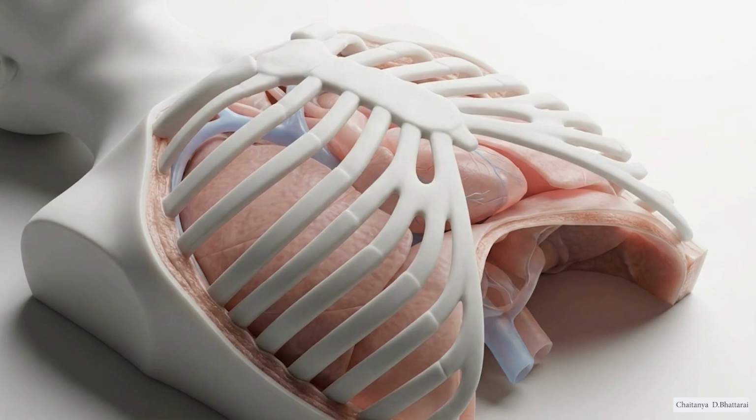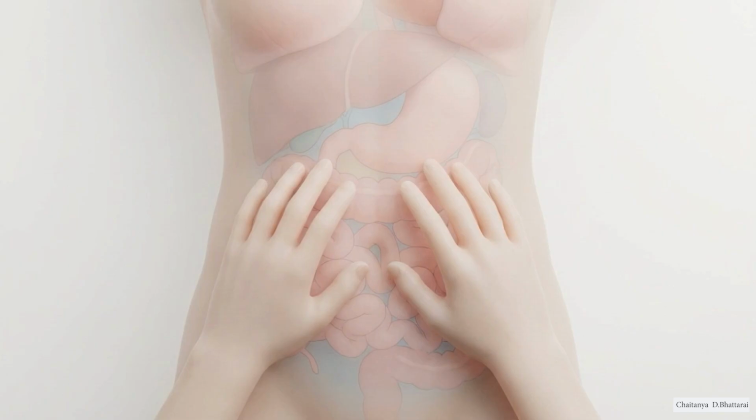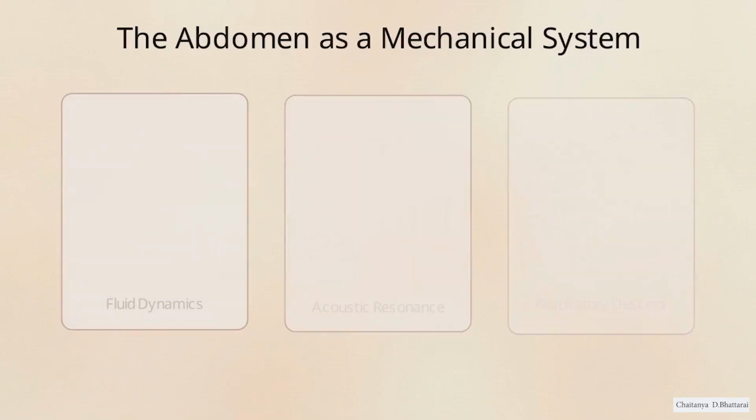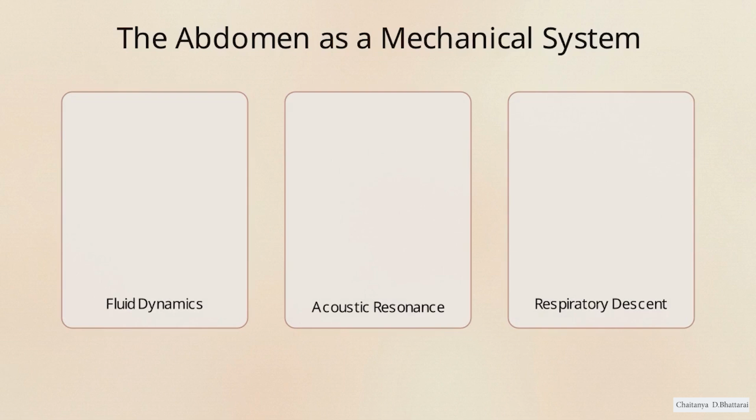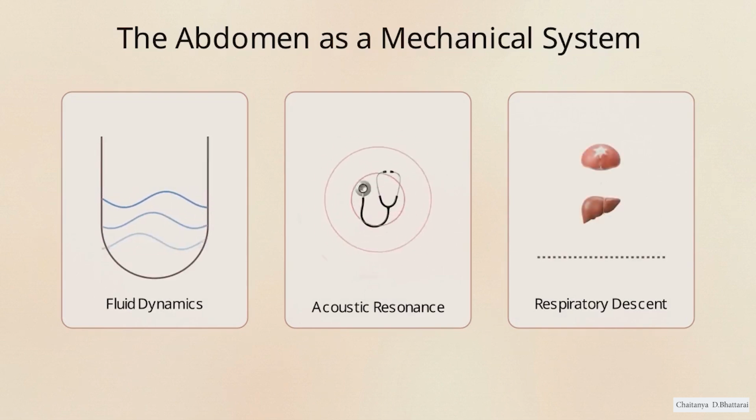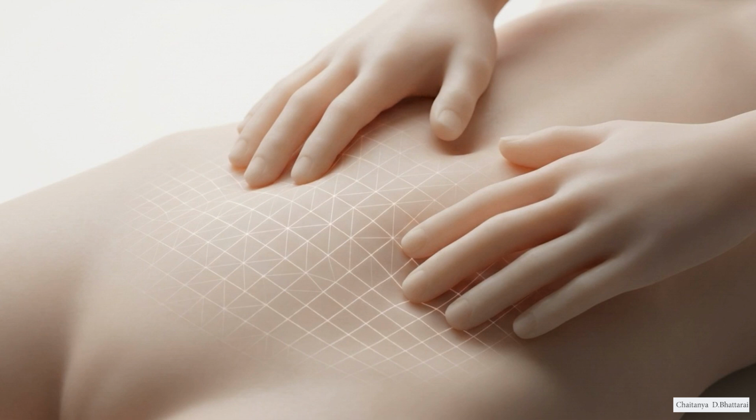In the chest cavity, a rigid cage of ribs blocks direct physical access. Here, with the patient lying supine and relaxed, a clinician's hands can directly manipulate the internal organs. Extracting diagnostic data from this space requires treating the abdomen as a mechanical system governed by fluid dynamics, acoustic resonance, and respiratory descent. The clinician's hands operate as precision biophysical instruments, reading the live mechanics of the internal environment.